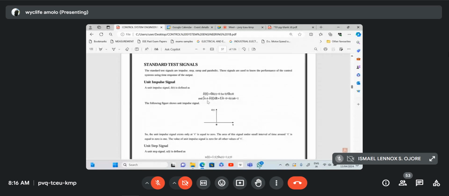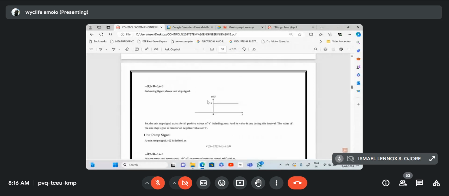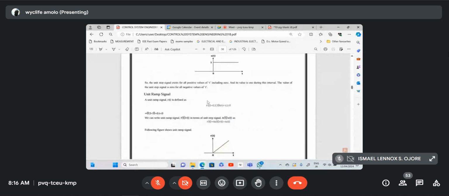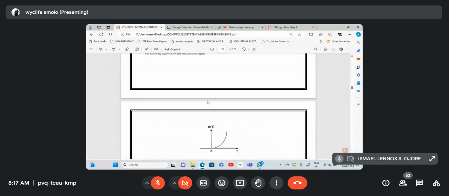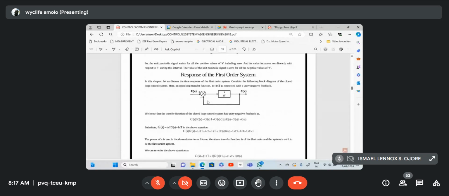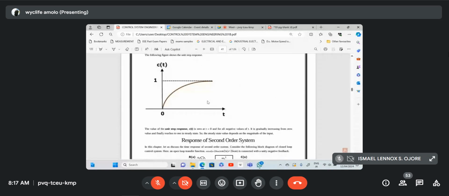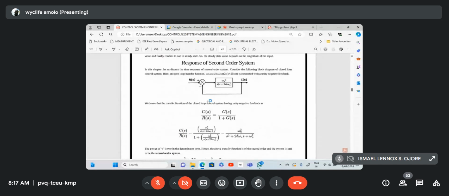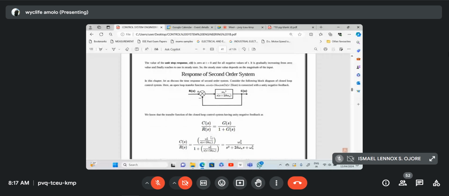So the standard test signals are the impulse signal, the step signal, the ramp, and also the ramp is this one here. I think this one you've done in the other training that you had with the other teacher who was teaching you control system one.